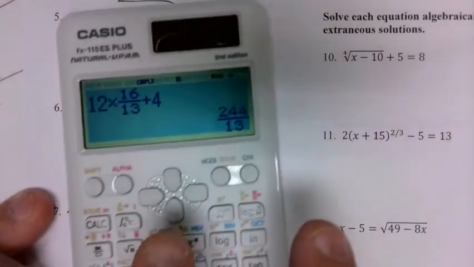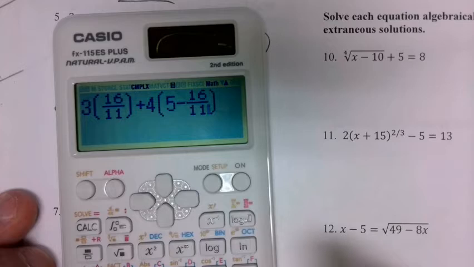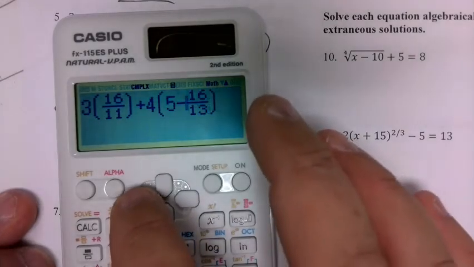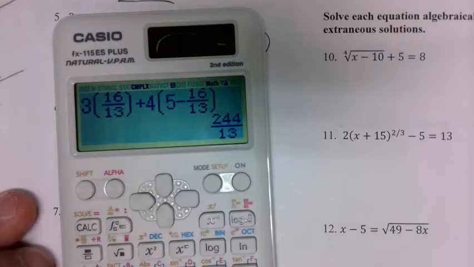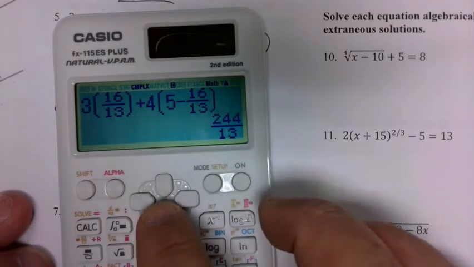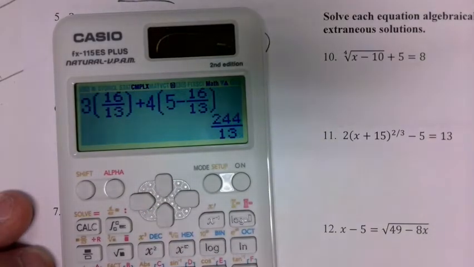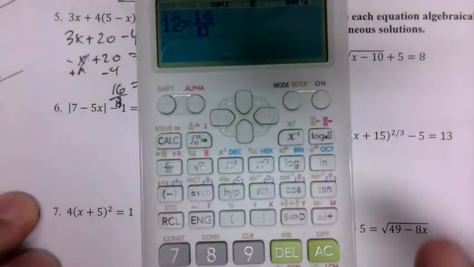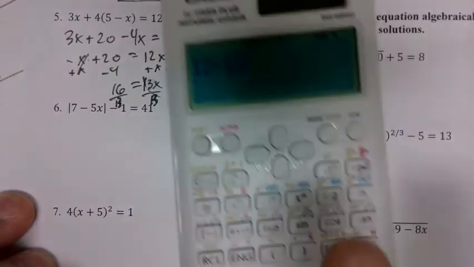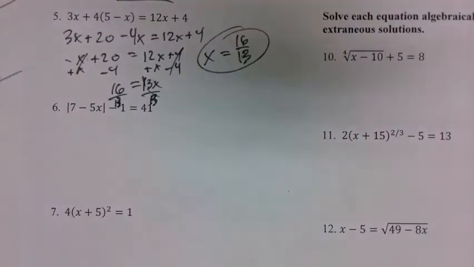Okay. I get 244 thirteenths if I plug it into the left side. And if I plug it into the right side, and the way I did that in my calculator is I just went up to get to the previous operations, I get 244 thirteenths. Okay, so 244 thirteenths, and I've forgotten already, is that what I got on the other one? 12 times 16 thirteenths plus 4. 244 thirteenths. Okay, so that's it. Even though it looks ugly, it's okay. I don't need you to change it to a decimal.